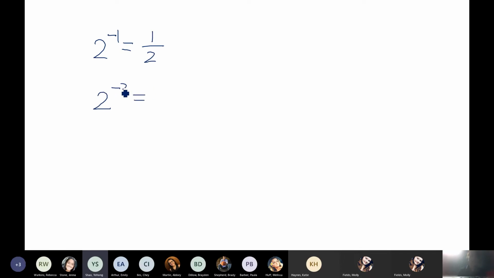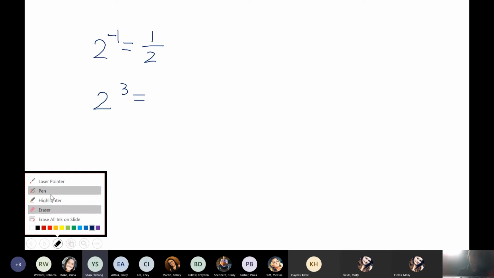So like I said, this -3, negative, what does this negative mean? It means you flip. What do you flip? It's like you get rid of that. So you get rid of that minus sign. You flip whatever you have left after you get rid of the negative sign. So you flip a 2 to the third.